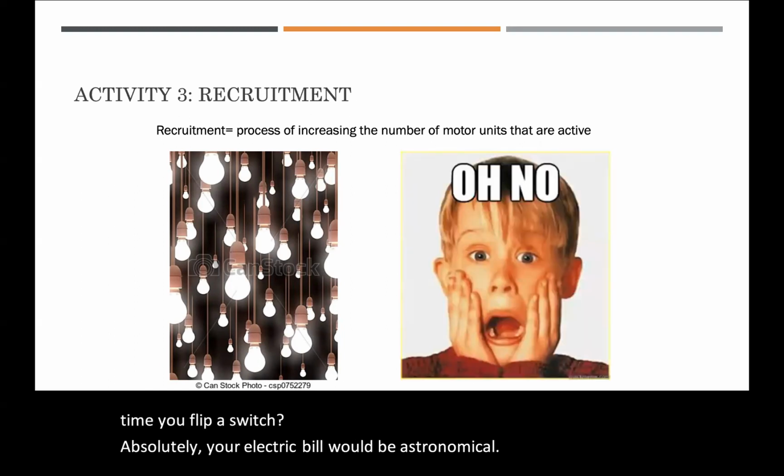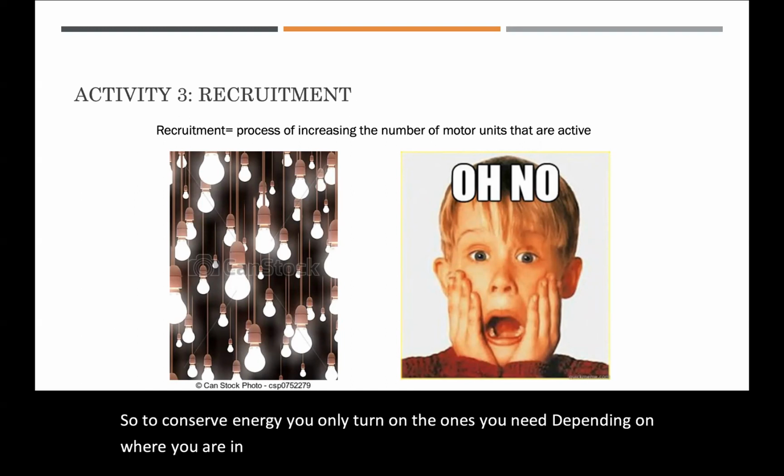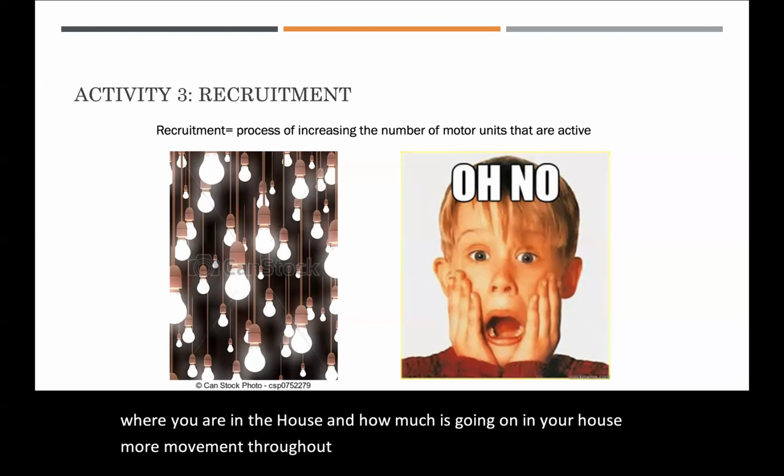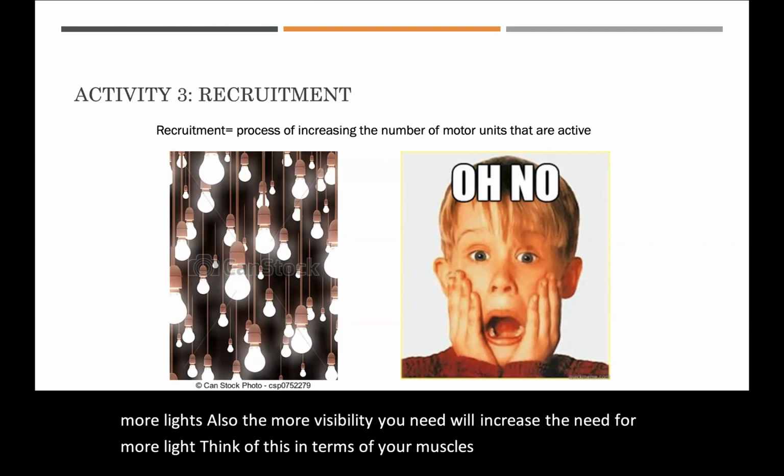So to conserve energy, you only turn on the ones you need depending on where you are in the house and how much is going on in your house. More movement throughout the house would mean the need for more lights. Also, the more visibility you need will increase the need for more light. Think of this in terms of your muscles as you complete the next activity.